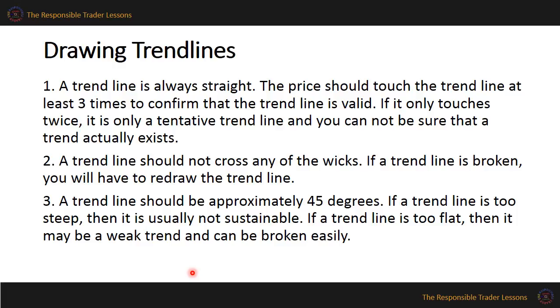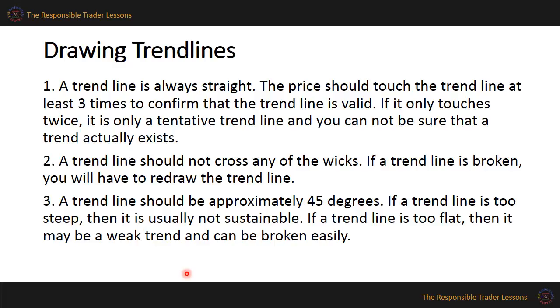Drawing trend lines. A trend line is always straight. The price should touch the trend line at least 3 times to confirm that the trend line is valid. If it only touches twice, it is only a tentative trend line and you cannot be sure that a trend actually exists. A trend line should not cross any of the wicks. If a trend line is broken, you will have to redraw the trend line.